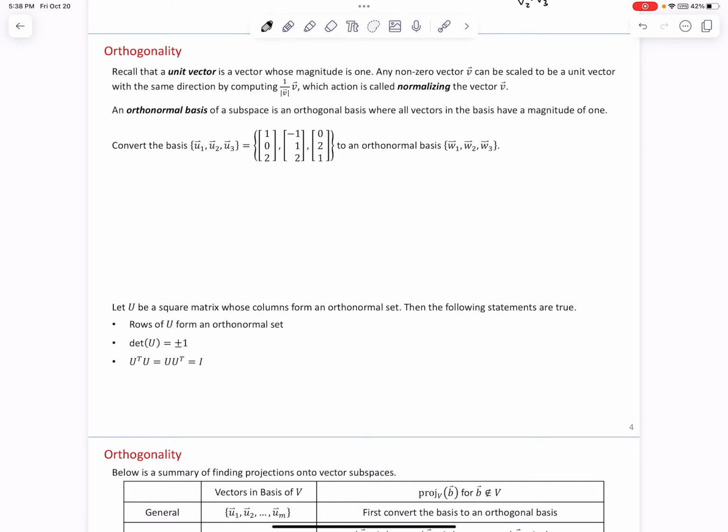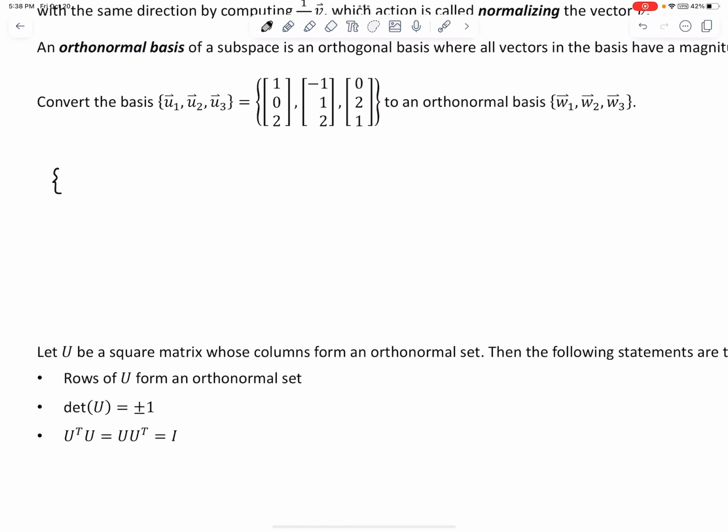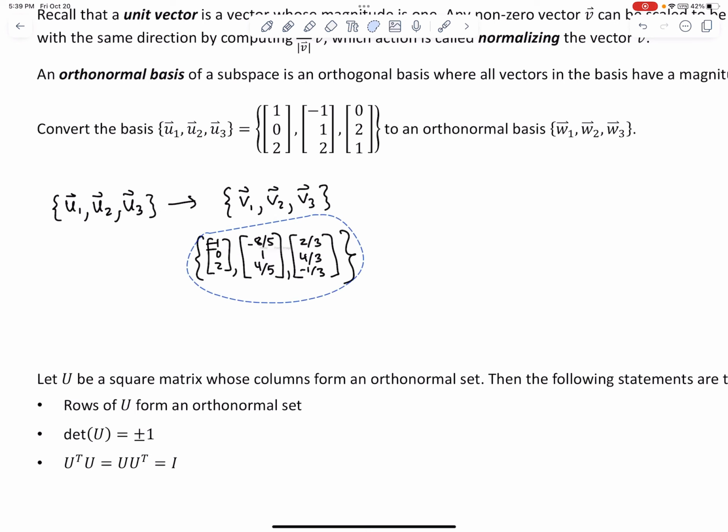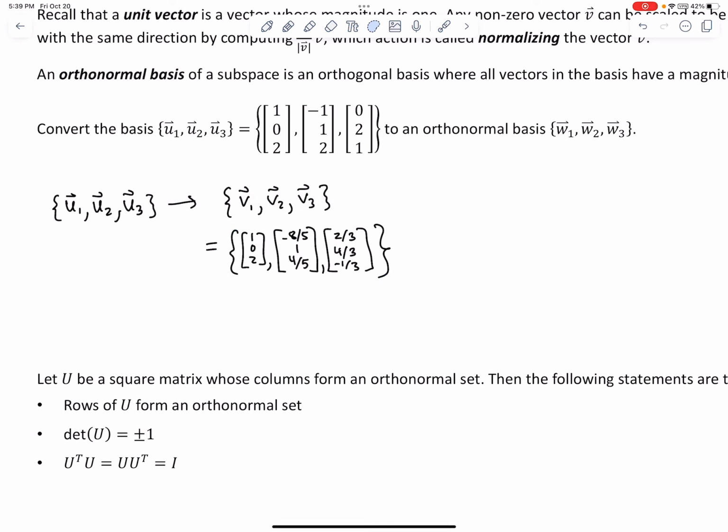So let's convert the basis u1, u2, u3 equals these three vectors to an orthonormal basis. And we'll use w's to represent that the vectors in the orthogonal basis have been normalized. Now we've already done most of the work for this problem, and that is converting this non-orthogonal basis to an orthogonal basis. We're using v's to represent the fact that we have found an orthogonal basis. And bringing our work from above, we have these three vectors. So this was an orthogonal basis. Now we want to scale each of these vectors so that we don't change its direction, but we change its magnitude to 1. In other words, we want to normalize each of these vectors.